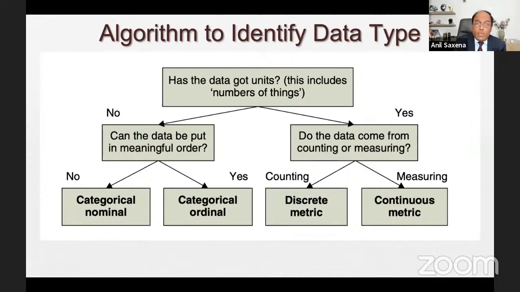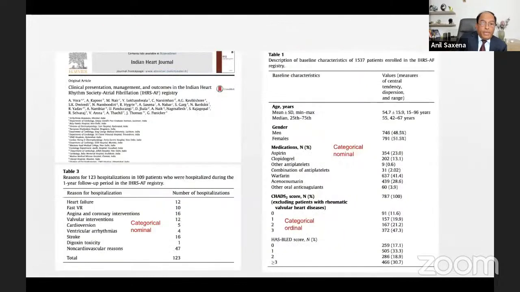So the basic question when we want to look at a variable is, does the data have units? If it has units, then we can obviously measure it, and we can either count it or measure it in a continuous metric. Or it can be put in a meaningful order or not, like categorical nominal and categorical ordinal. Ordinal has an order.